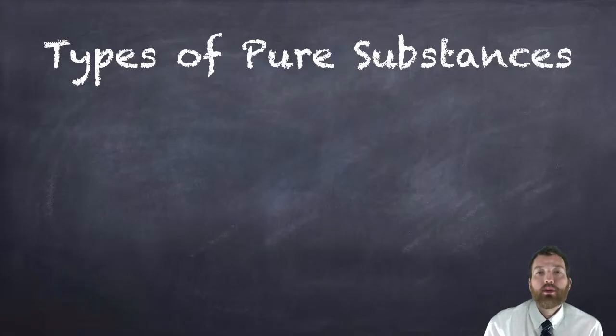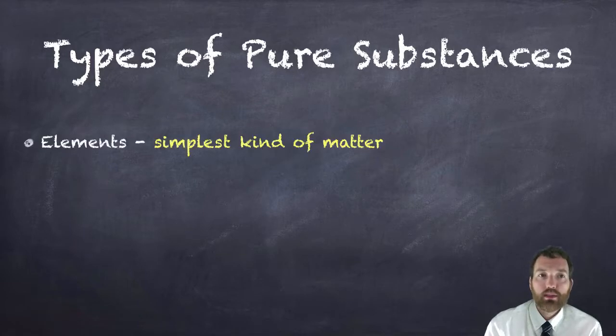So in this video, we're going to talk about types of pure substances. In the last one, we talked about mixtures, when we physically blended two or more things together. But those things by themselves, if they weren't blended together, would be an example of a pure substance.